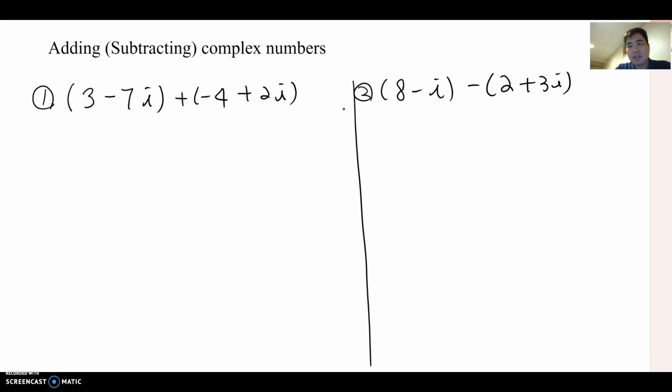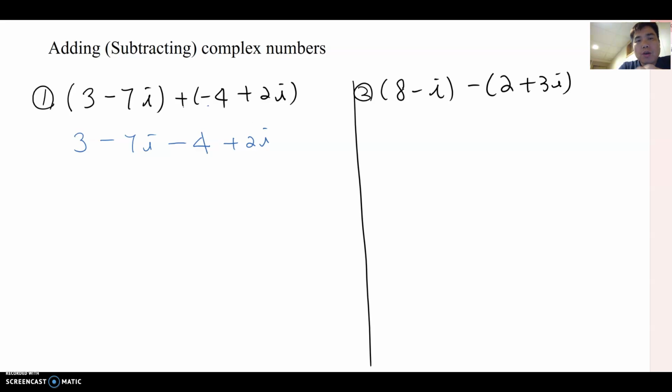In this case, I'm going to open the parentheses first. When you open the parentheses, just treat them like normal algebra problems. So this becomes 3 minus 7i, and plus times minus becomes minus 4, and then plus 2i here. Now you see the like terms. 3 and negative 4 are real number terms, and minus 7i plus 2i are imaginary number terms.